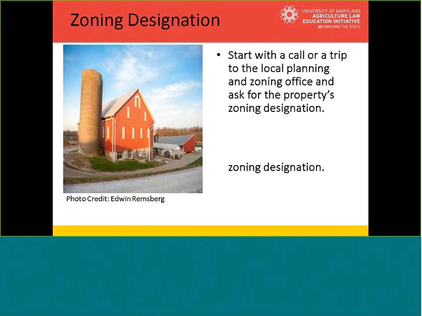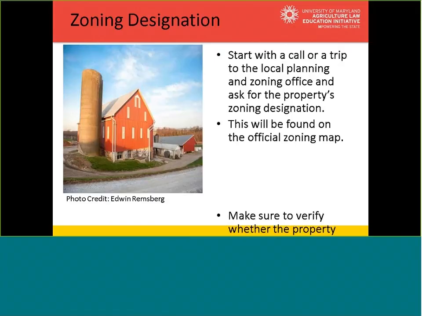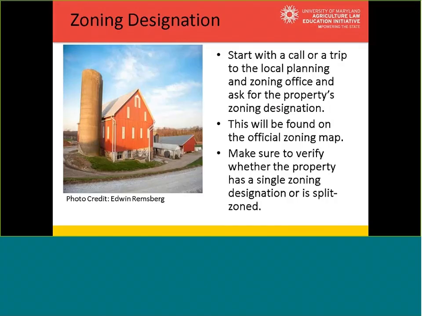How do you figure out what a property's zoning designation is? We'll start with a call or a trip to the local planning and zoning office and ask for the property zoning designation. This will often be found on the official zoning map. Make sure to verify whether the property has a single zoning designation or is split zoned, meaning it has more than one zoning designation.